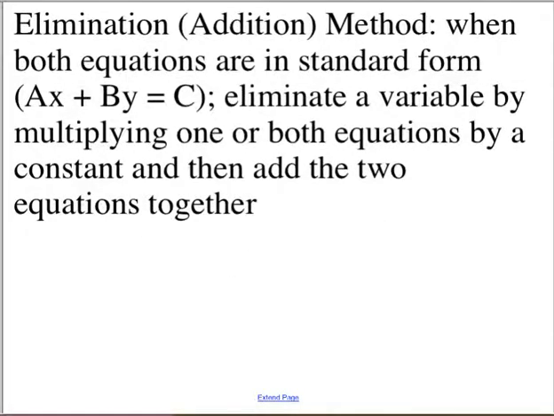And then the last method of solving a system of equations is called the elimination method. You might also know it as the addition method. And this is when both equations are written in standard form, ax plus by equals c. What you want to do is eliminate a variable by multiplying one or both equations by a constant, and then you add the two equations together. And I want to emphasize the word add. You'd never subtract the equations. You always add. So if you do have to cancel something out, you might have to multiply by a negative number.